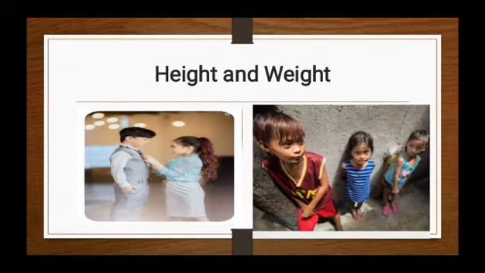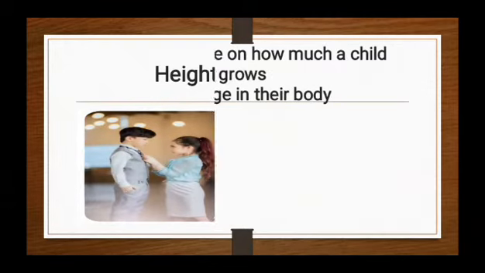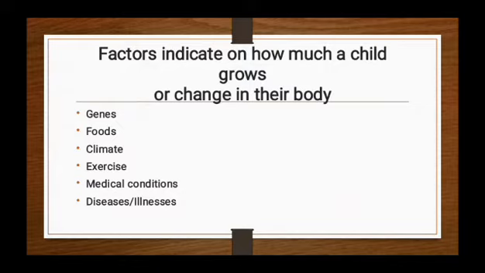Most children will have a slimmer appearance compared to their preschool years because of the shifts in accumulation and location of their body fat, although girls tend to develop additional fat cells relative to muscle cells. A child's legs are longer and more proportioned to the body than they were before. A number of factors could indicate how much the child grows or how much change their body will undergo: genes, foods, climate, exercise, medical conditions, diseases, and illnesses.